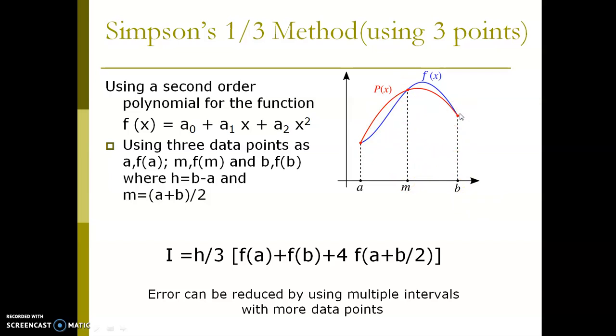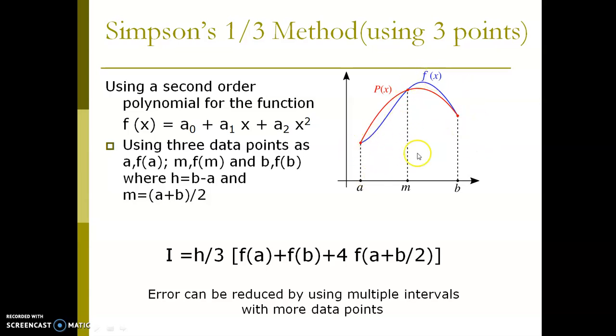f of B. Using 3 data points, we are trying to fit a quadratic polynomial, so that we can use the function as a0 plus a1x plus a2x square, which approximately looks like this. This is the polynomial which we are trying to fit, whereas the actual function could be of this nature. Now we can clearly see that this is the approximation which is shown by p of x, and this is the real function.